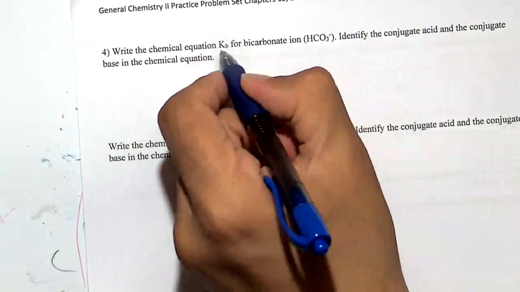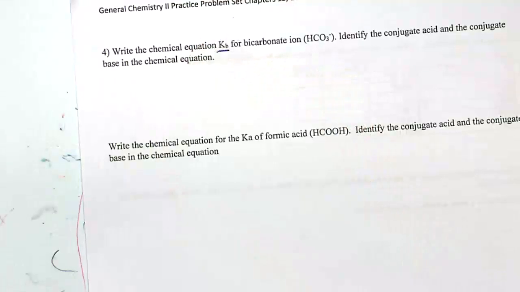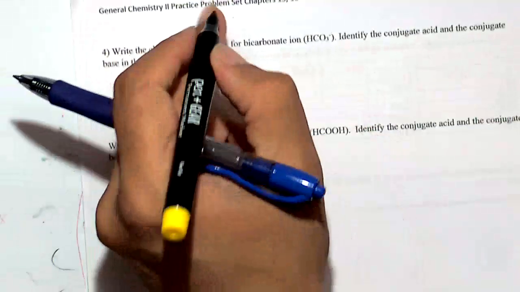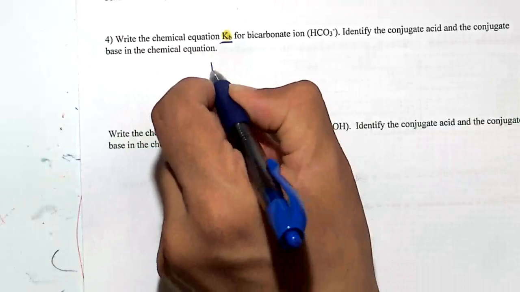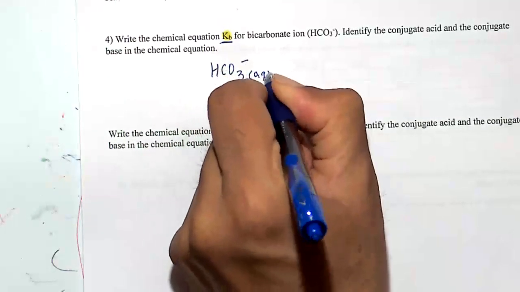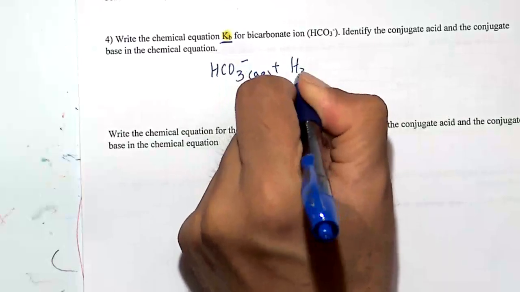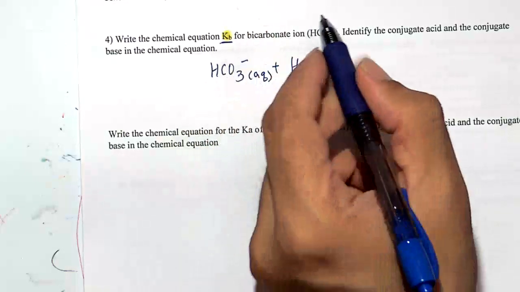Alright, write the chemical equation Kb, not Ka, Kb. Okay, so we'll highlight that. Of the bicarbonate ion, identify the conjugate acid and the conjugate base in the chemical equation. Alright, so HCO3 minus will react with water. This is Kb now. What does the B stand for?